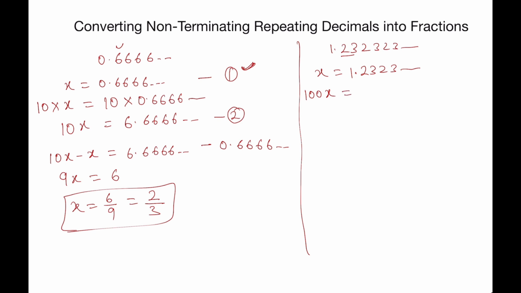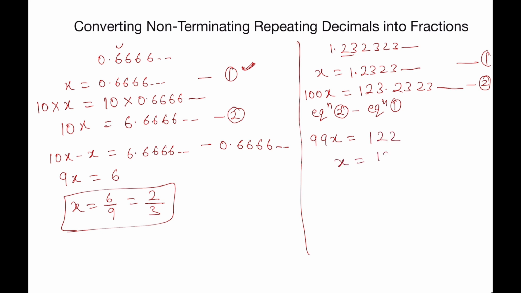So it will become 100x is equal to 123.2323 and so on. This is equation first and this is equation second. So after subtracting equation second minus equation first, it will come 99x is equal to 122. So x is equal to 122 over 99.